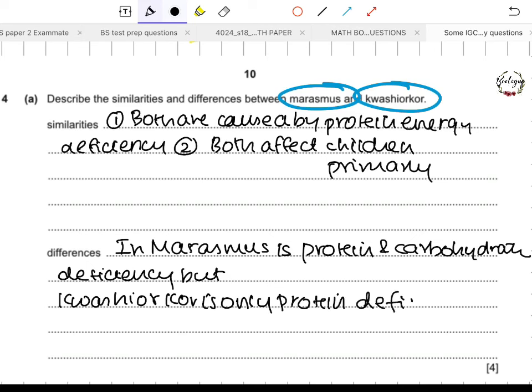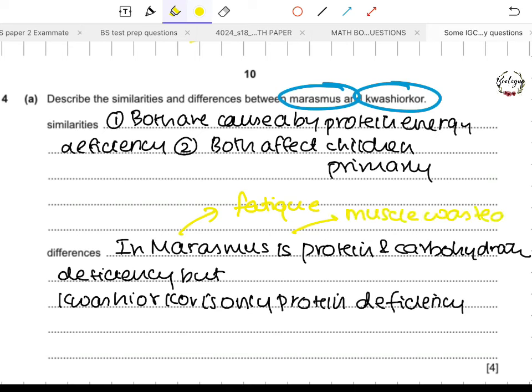Obviously, the answer should be framed a little differently. It should be structured better. But this is the point, right? In marasmus, it is protein and carbohydrate deficiency, but in kwashiorkor, it is only protein deficiency. You can also mention some of the symptoms that people face when they have marasmus or kwashiorkor. If it is marasmus, you can talk about symptoms like fatigue. You can talk about muscle wastage.